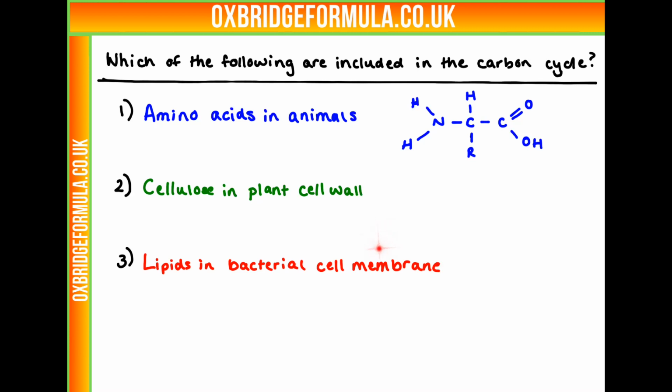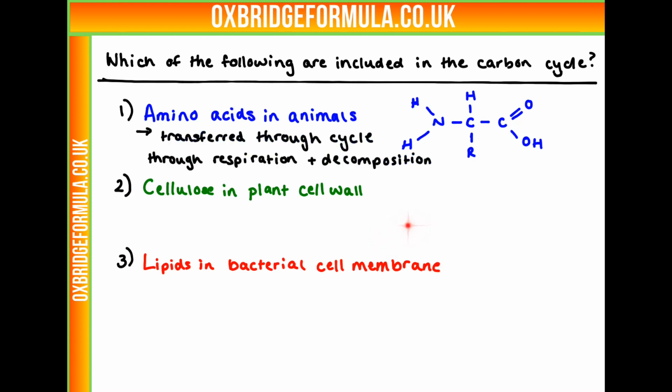We should know that amino acids make up proteins, and these are going to be decomposed through fungus and bacteria when the animal dies to be used as nutrients or releases CO2. And in addition, there are certain instances where proteins can be broken down for respiration to provide energy, and that's going to be released as CO2. So there are two ways that the amino acids in animals are involved in the carbon cycle. We can tick off this first one.